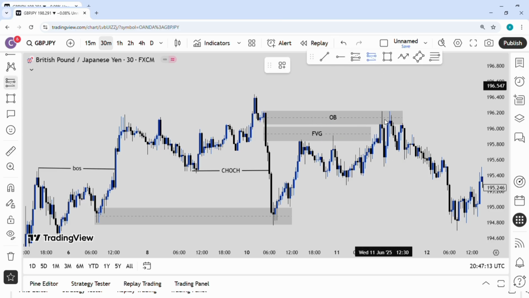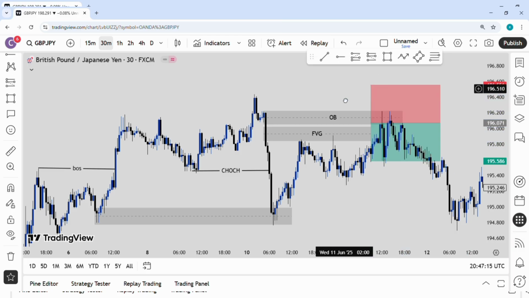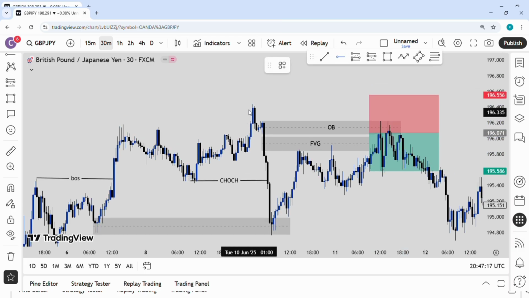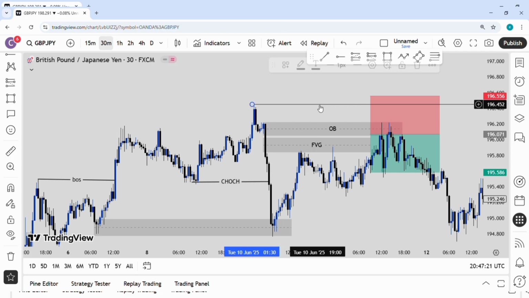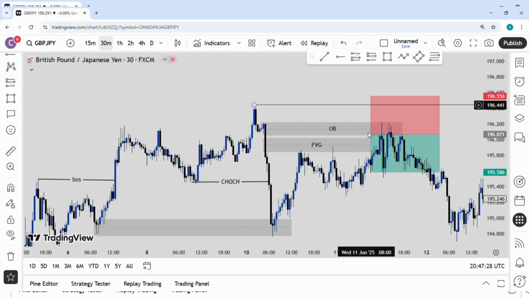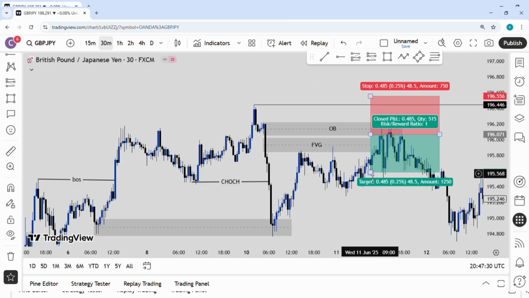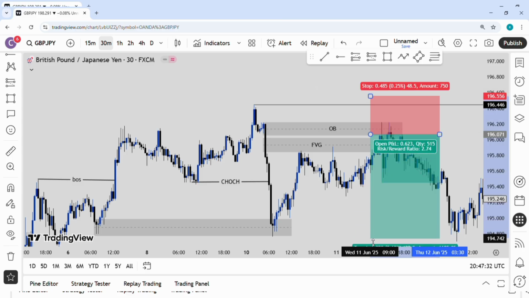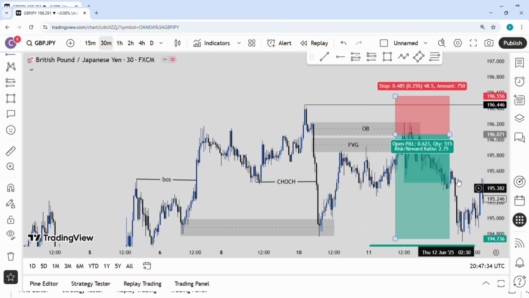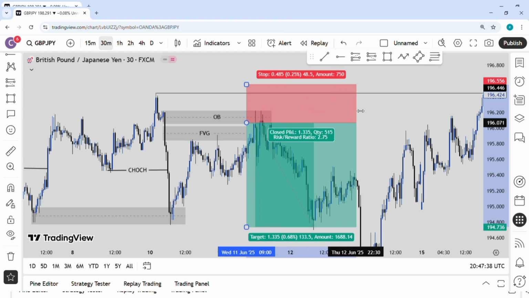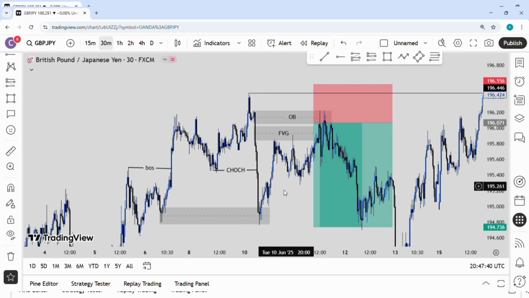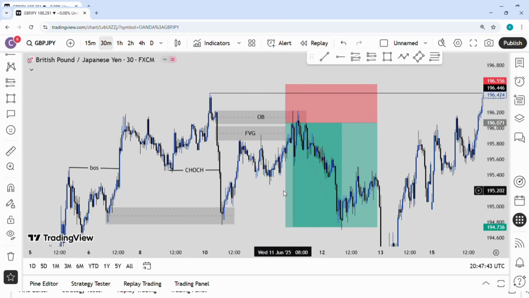So you just need to set your stop loss above the latest high, which is there, and our TP should be below here, which is 1:2.7, and you can see TP smashed, as easy as that. Let's look for a sell scenario.